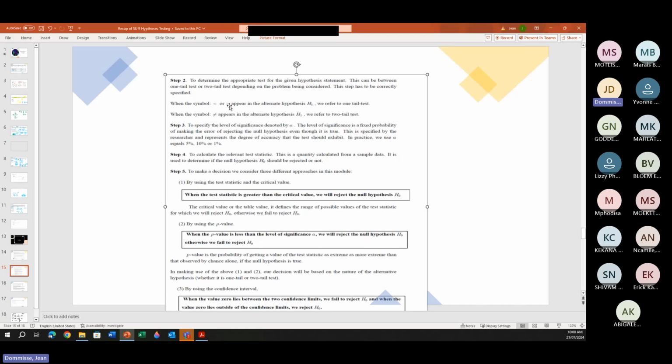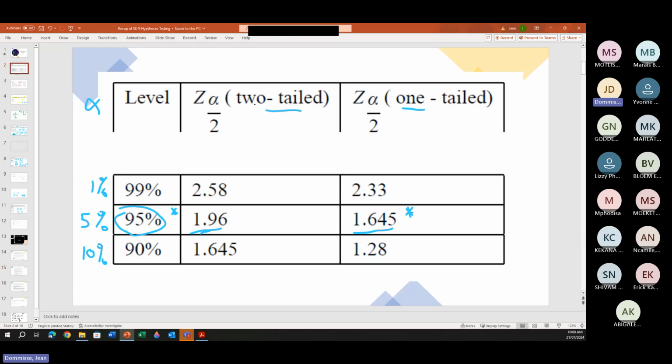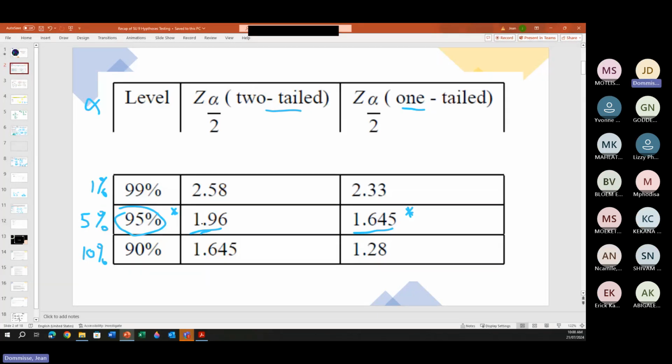If it's bigger, smaller, or not equal, it will have an impact on the alpha that you're using. So if it is a one tail and we had a 5% alpha, it's 1.645. If it was two tail, it's 1.96. So automatically, by having the null and alternative hypothesis right or wrong, it can have a ripple effect on the rest of your calculations.